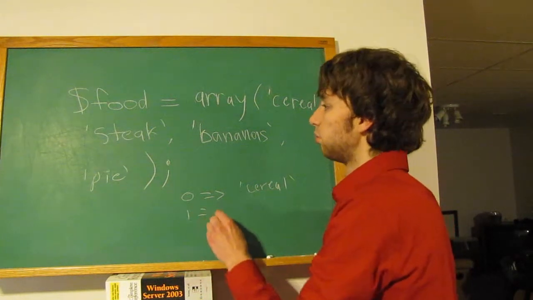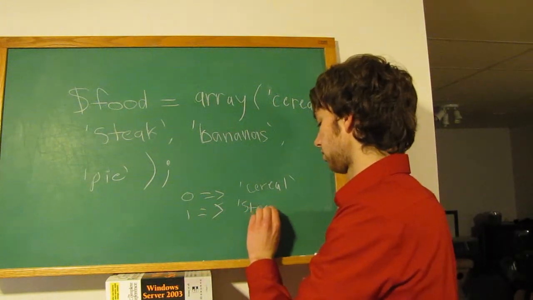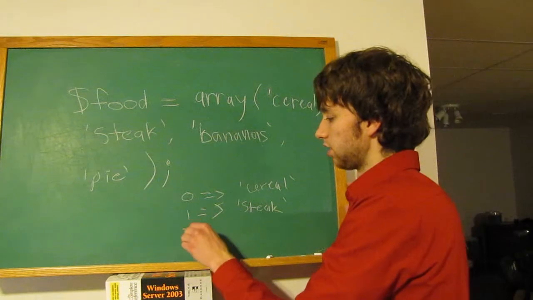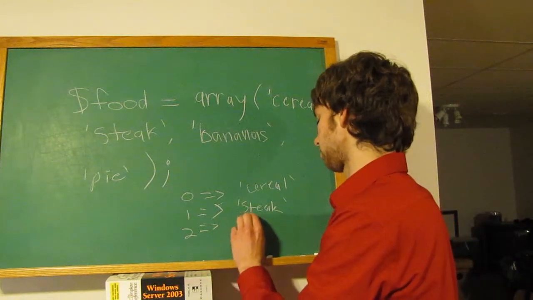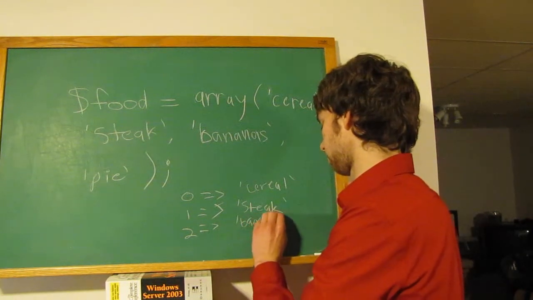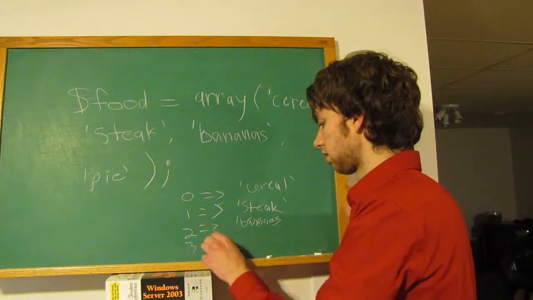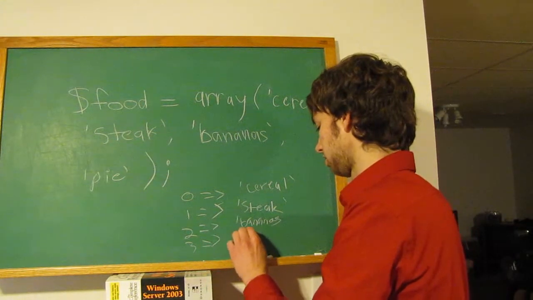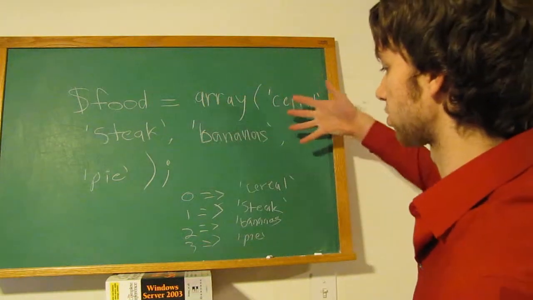The 1 points to the steak. The 2 points to bananas. And the 3 in the index, these are the keys, points to pi. This is pretty much what this is creating right now.